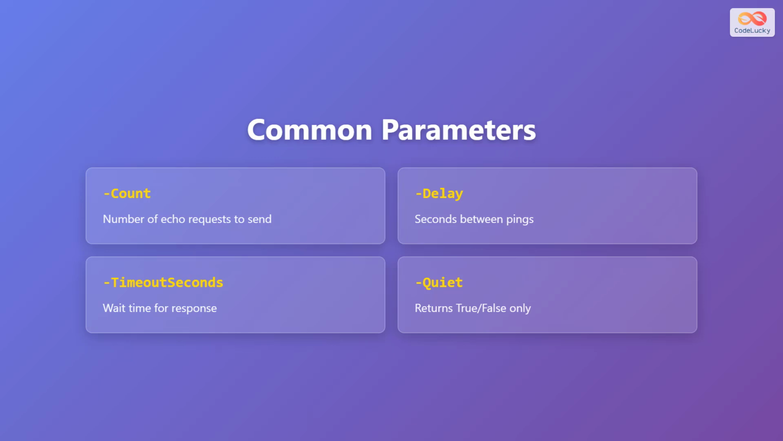Test-Connection comes with several useful parameters. The -Count parameter lets you specify how many echo requests to send, similar to ping's -n option. The -Delay parameter sets the number of seconds to wait between each ping. The -TimeoutSeconds parameter controls how long to wait for a response before considering it failed. And the -Quiet parameter is particularly useful for scripting, as it simply returns true or false instead of detailed output, making it perfect for conditional logic.